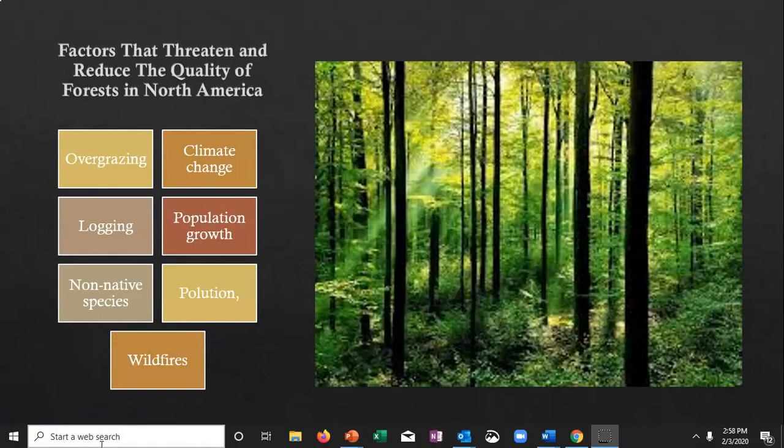There are many different factors that threaten and reduce the quality of forests in North America. Some of those are overgrazing, logging, non-native species, which we'll go further in depth a little bit later on, climate change, population growth, pollution, and human-caused wildfires. Sometimes wildfires are okay for forests, but not when they're not intentional.